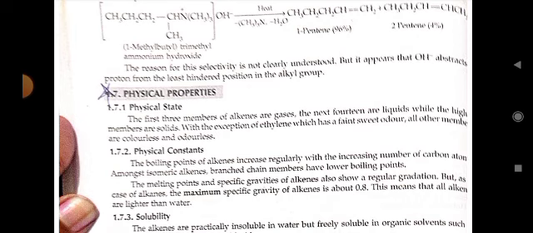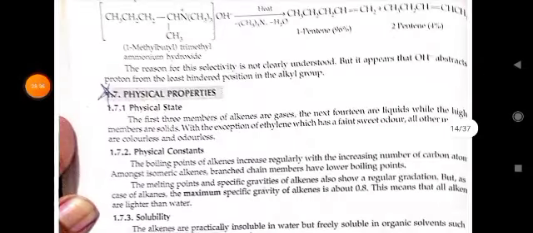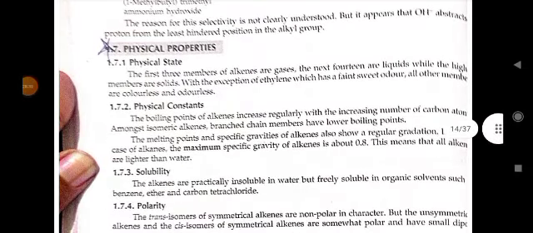Physical properties. Physical state. The first 3 members of alkenes are gases, the next 14 are liquids, while the higher members are solids. With the exception of ethylene, which has a faint sweet odor, all other members are colorless and odorless. Physical constants. The boiling points of alkenes increase regularly with the increasing number of carbon atoms. Amongst isomeric alkenes, branched chain members have lower boiling points.